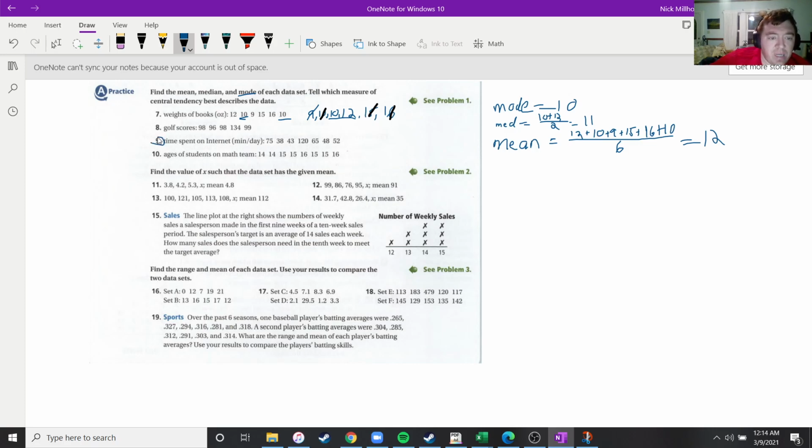Let's do number 9. So time spent on the internet. Way too long. Anyways, let's look here. Do we have a mode? So do we have a number that repeats itself? 75, 38, 43, 120, 65, 48, 52. We do not. So for our mode, there is no mode.